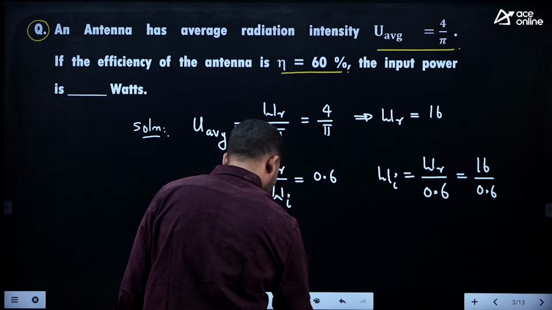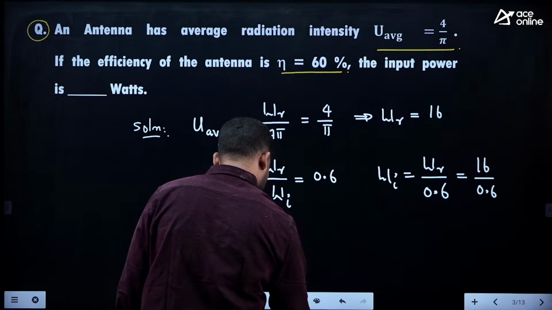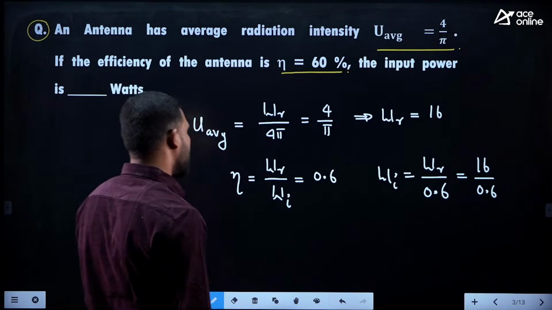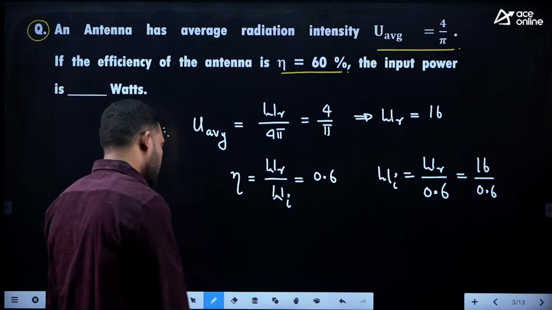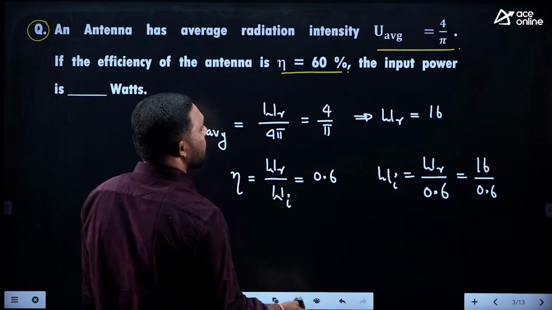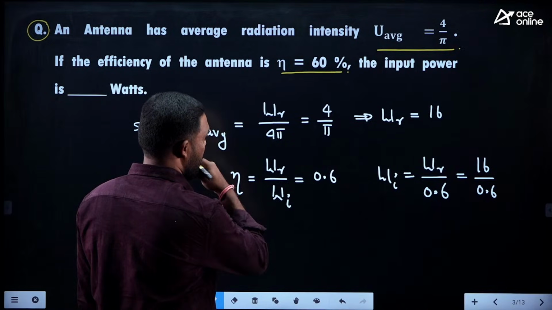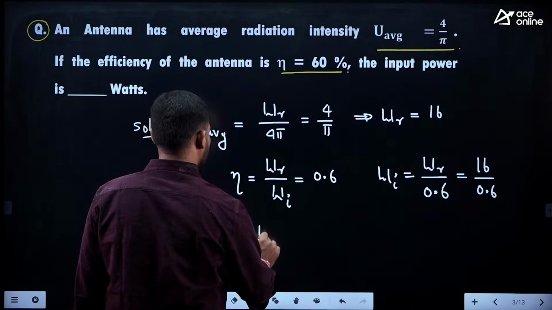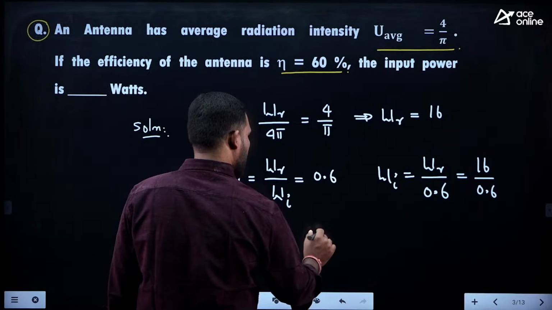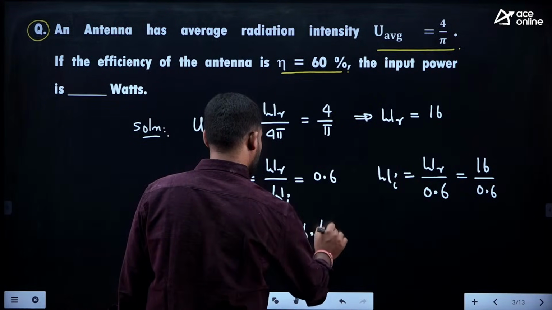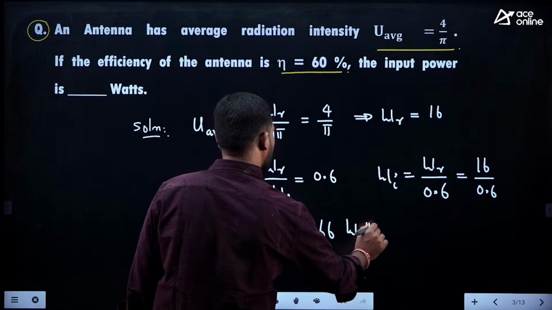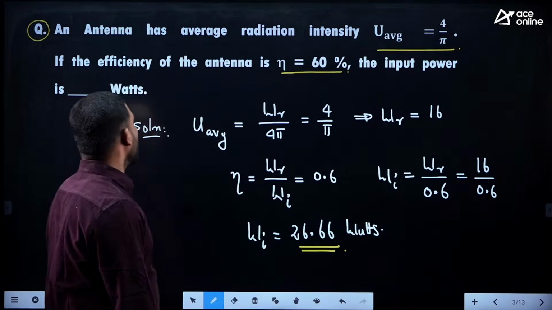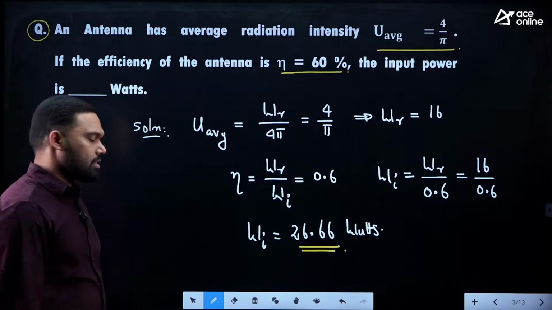So check out this value, 16 divided by 0.6. It is 26.66. So keep commenting your answers. 26.66 watts is the answer. It is a numerical answer type question, so it is asking for the answer in watts. It is 26.66.